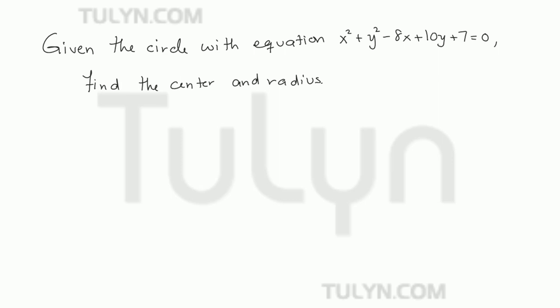Given the circle with equation x squared plus y squared minus 8x plus 10y plus 7 is equal to 0, find the center and the radius. So the first thing we want to do is recall the equation of a circle.